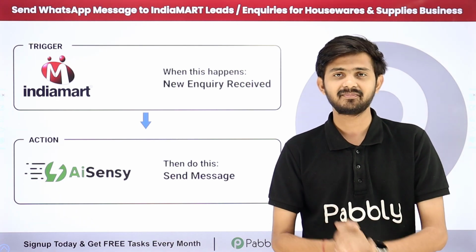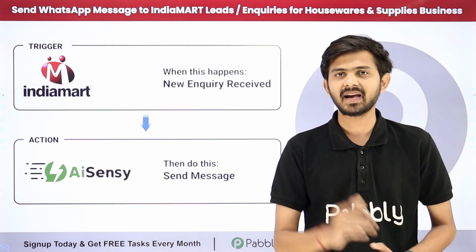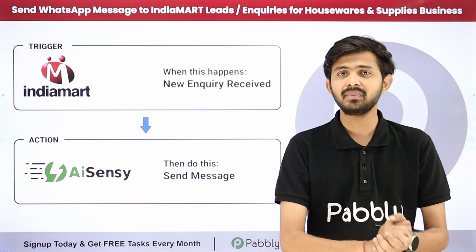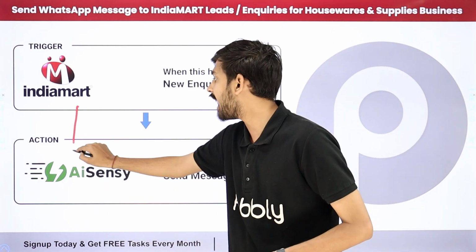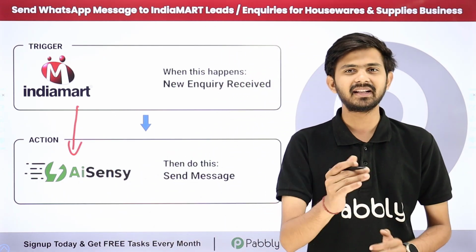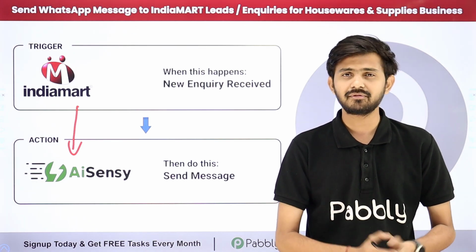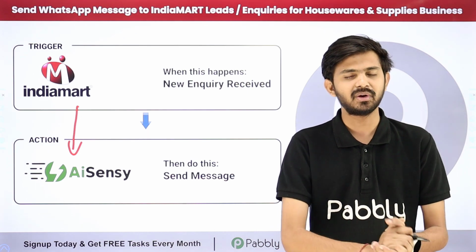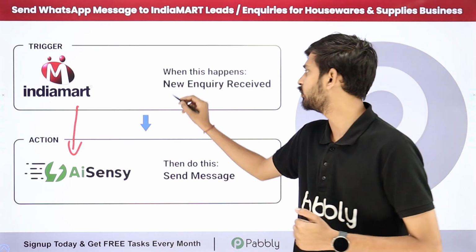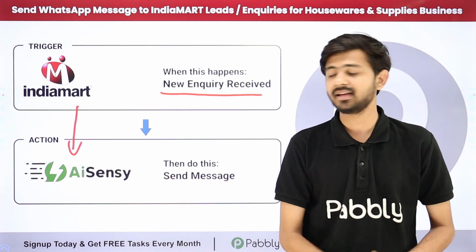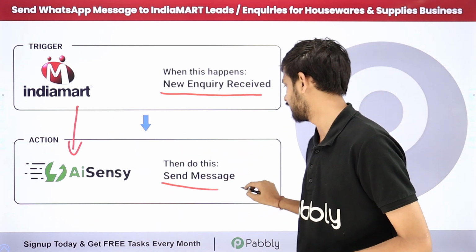So for sending the message on WhatsApp, I'm going to use AI Sensei, and for doing this automatically, I need to build a connection between IndiaMART and AI Sensei. For building this connection, I'm going to use Pabbly Connect. Pabbly Connect is an amazing software for automation and integration. With Pabbly Connect, whenever I receive a new lead or a new inquiry through IndiaMART, then automatically I'm going to send a message on WhatsApp by using AI Sensei.